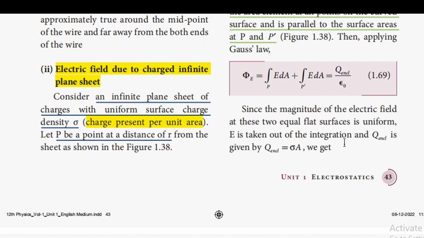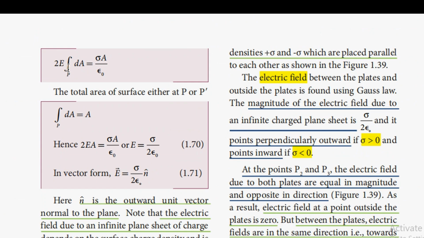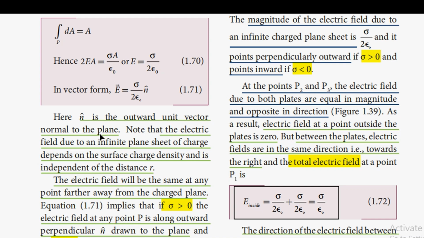Since the magnitude of the electric field at these two equal flat surfaces is uniform, E is taken out of the integration and Q enclosed is given by Q enclosed equal to sigma A. So we get 2E times integral of dA equal to sigma A by epsilon naught, and for the total area of the surface either at P or P dash, the expression for electric field is given by sigma by 2 epsilon naught. So in vector form we can write like this: E vector equal to sigma by 2 epsilon naught n cap. Here n cap is the outward unit vector normal to the plane.